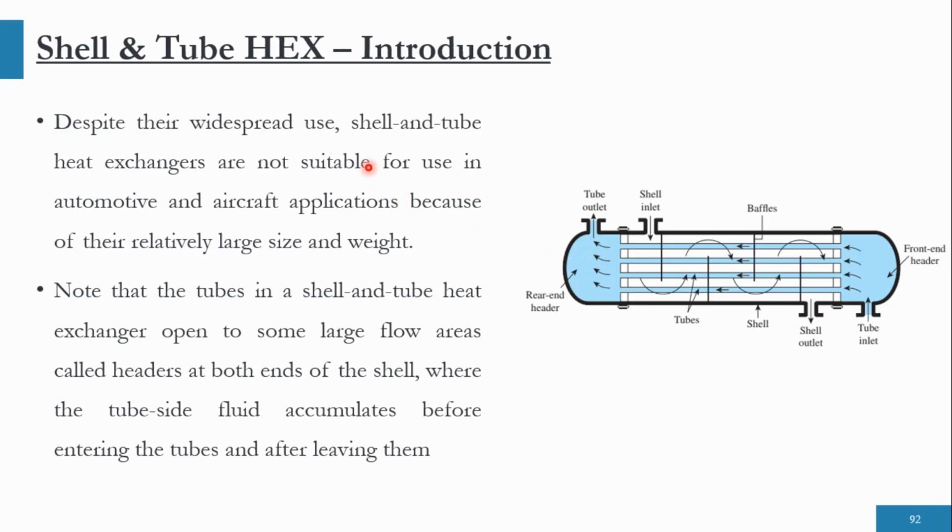Now if we talk about the applications, these are not suitable for use in automotive or aircraft applications because of their relatively large size and weight. So these are the limitations of shell and tube heat exchanger. But once we talk about the industrial processes, it has many applications.